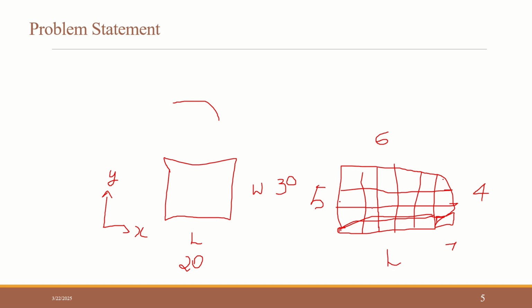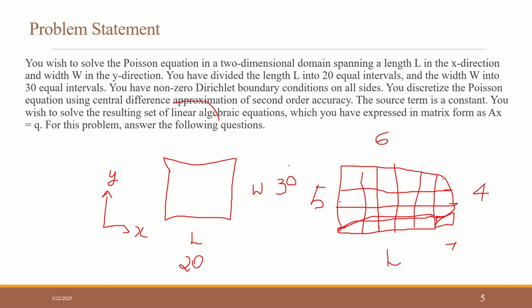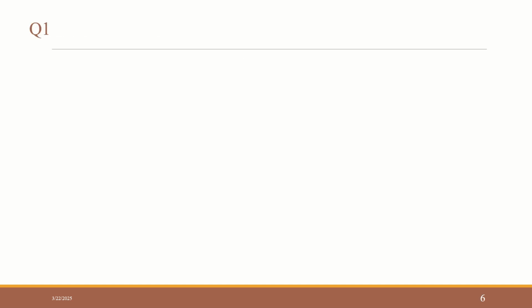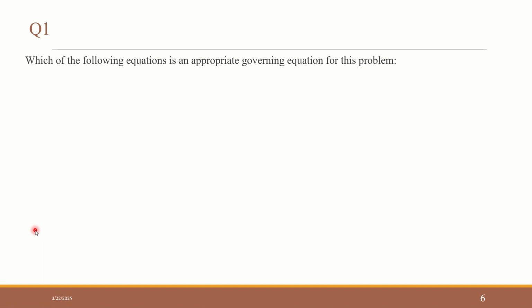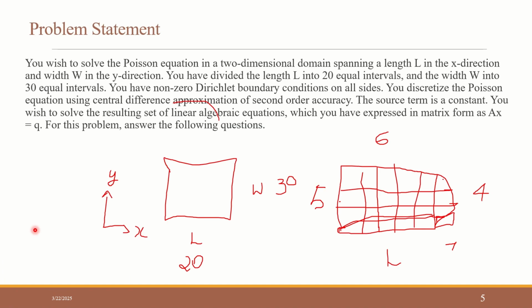So how many have we got? 6 minus 1, 5 into 3. It should be 15 points. 1, 2, 3, 4, 5, 6, 7, 8, 9, 10, 11, 12, 13, 14, 15 points. So we got 15 interior grid points. So that is the statement. Now we will see the questions. That is to give you an idea of how we are going to solve our problems.